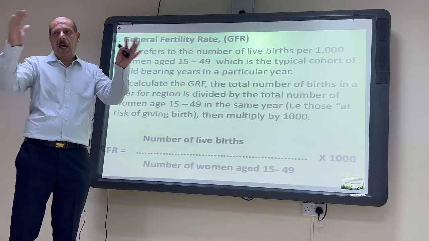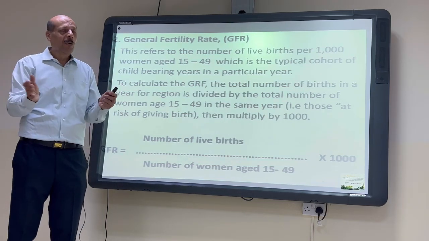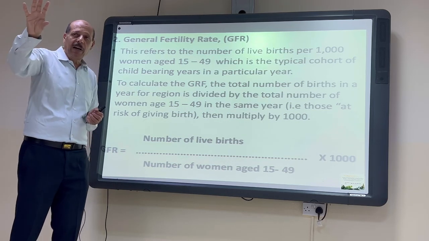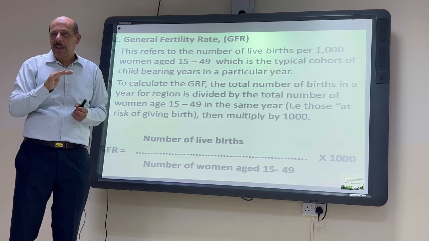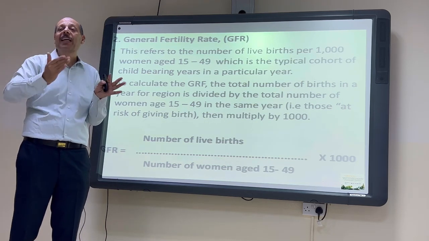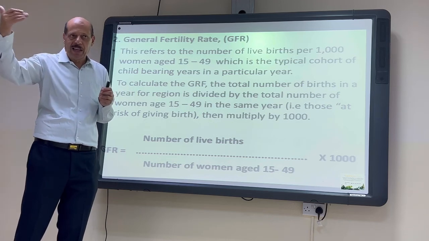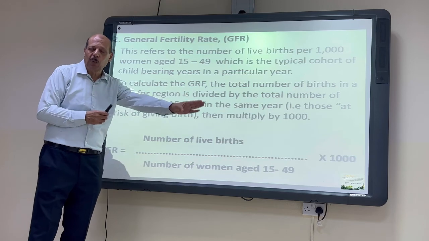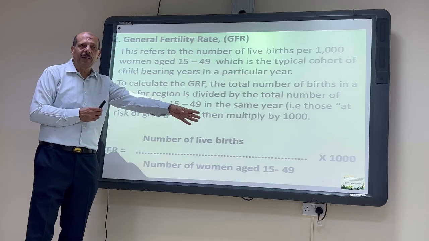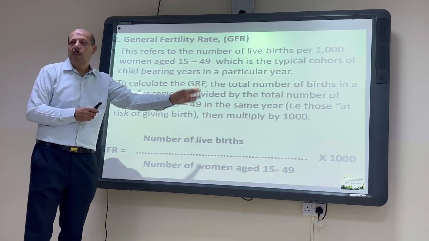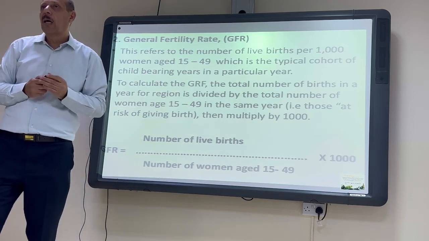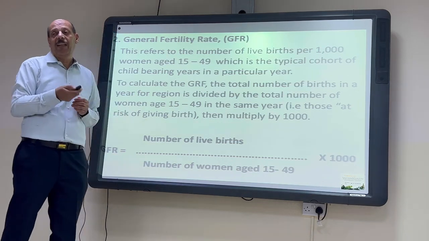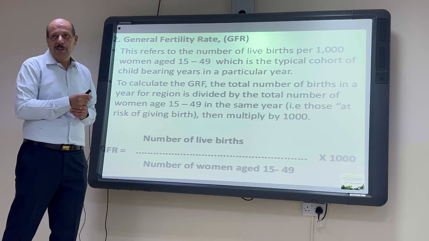If we take any city or any country, we will take the total number of live births and divide it. We'll take the statistics and see how many women there are within that country or region who are aged between 15 and 49, and we will multiply it by 1,000. By that we get the general fertility rate, which is what we call نسبة الخصوبة.